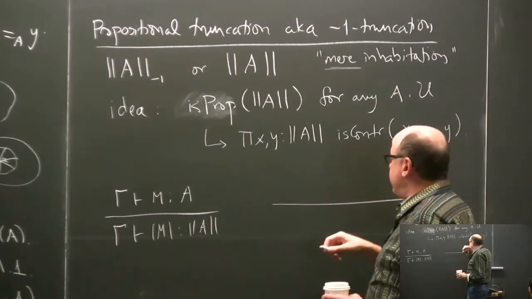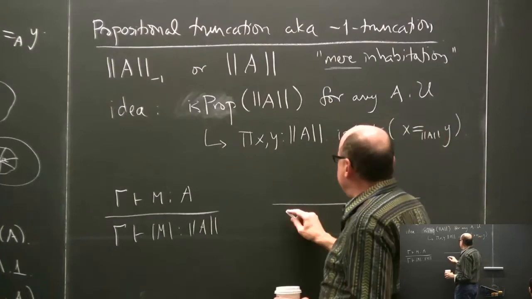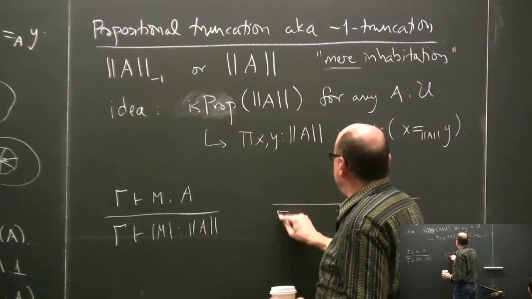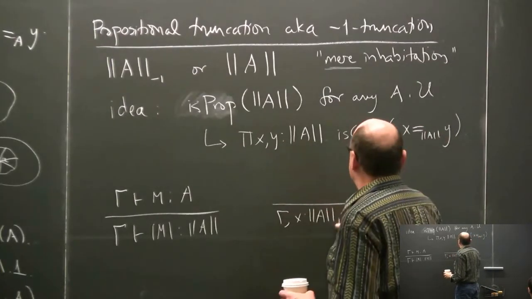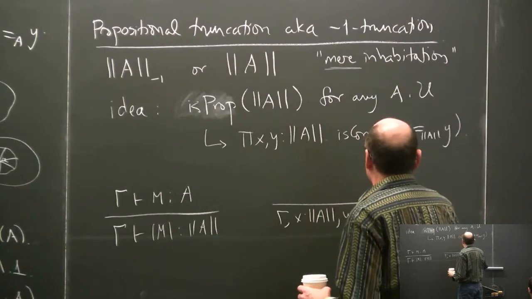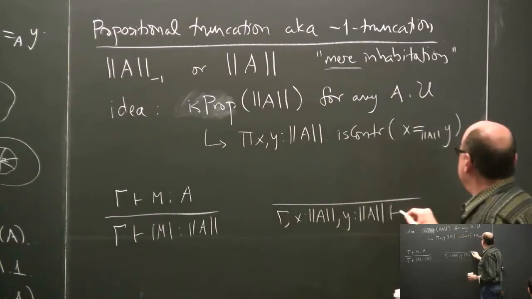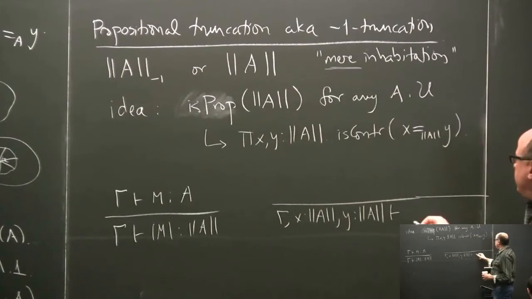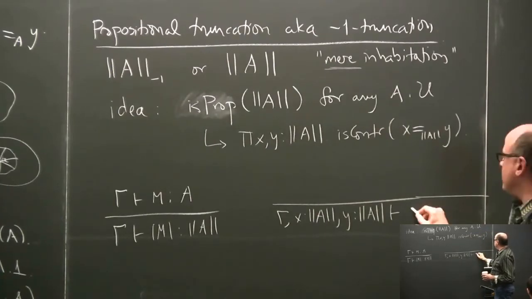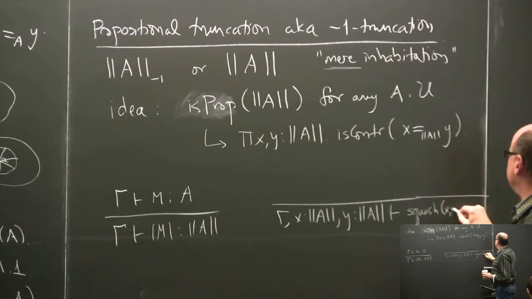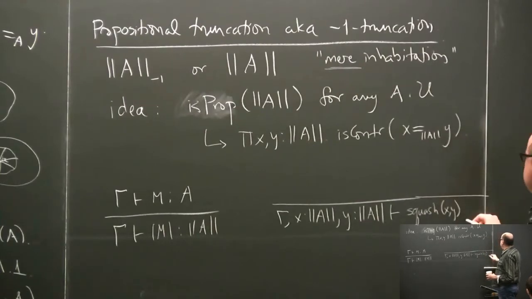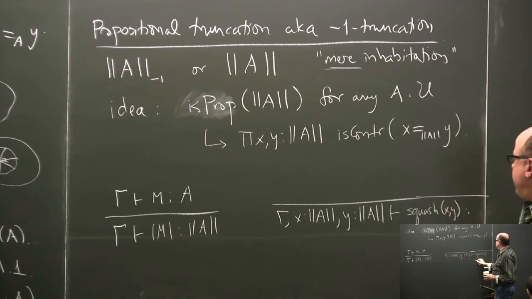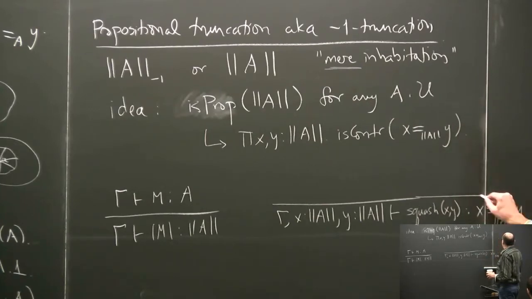So the way you can say this is that you demand, one way to do it is, you demand for any two elements of the so-called truncated type, written like that, I'm going to need a witness. I wasn't quite sure what to call it. I could call it squash of xy, which is a proof that x is equal in that type to y.